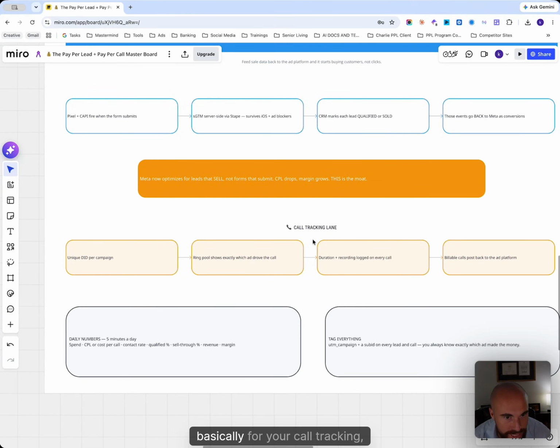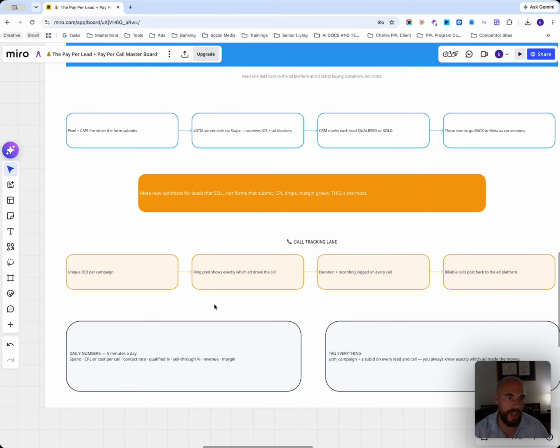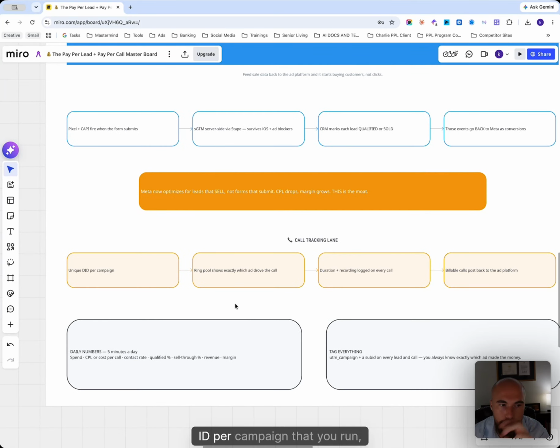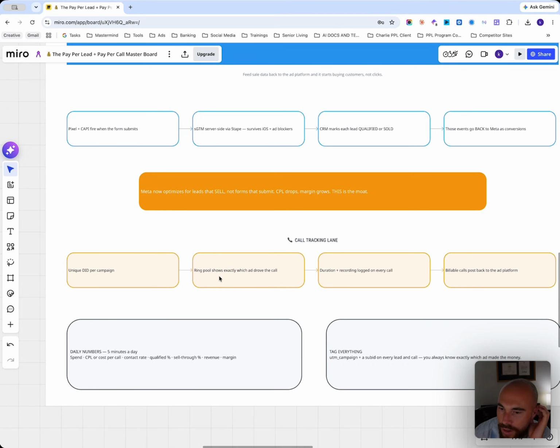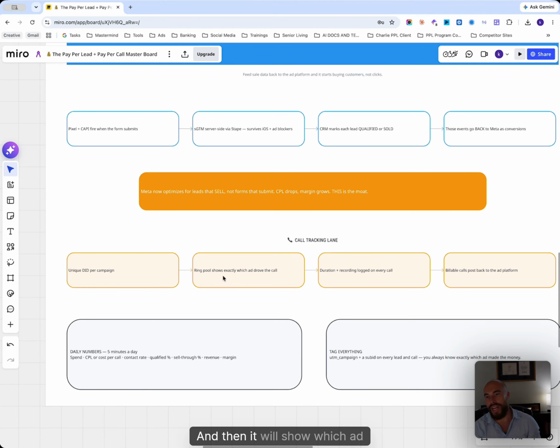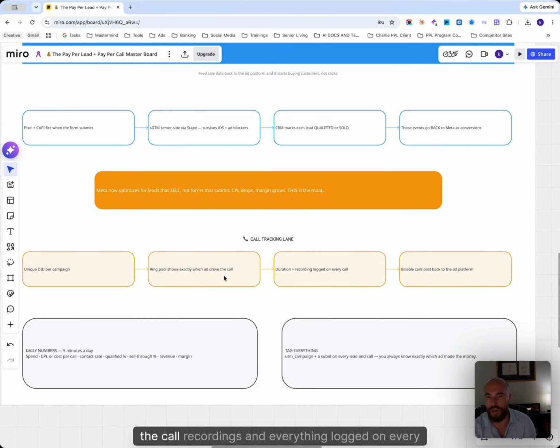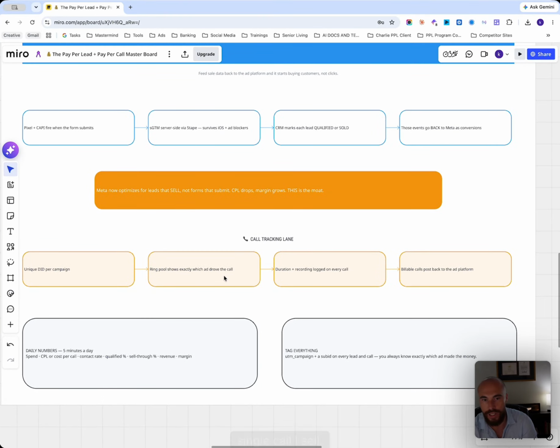So for your call tracking, it's similar. You have a unique ID per campaign that you run, right? And the ring pool is just the pool of calls that you've had together. If you were to literally look in a pool, there'd be a bunch of calls that happen, and then it will show which ad actually converted based on the ID. So now I can go look back and say, oh nice, that one we had on Google was the one that converted this buyer, right?